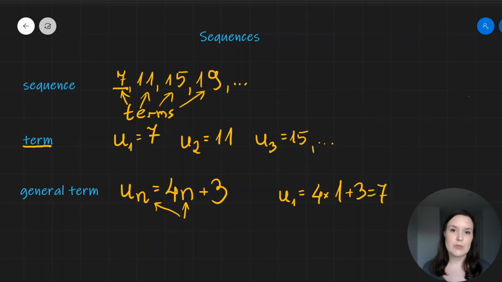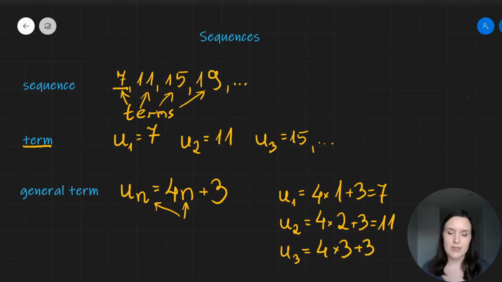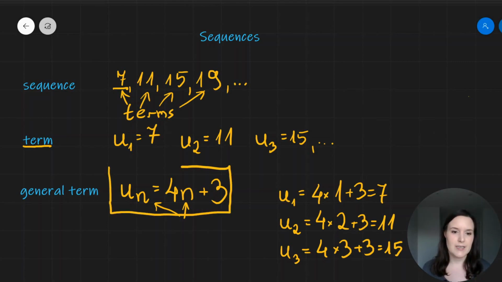But I'm just showing you how to use the general formula to calculate the terms. u2 is the second term, and using the formula, I just substitute 2 for n, and it's 4 times 2 plus 3, which is 11. u3 is 4 times 3 plus 3, which is 15, and so on. And un in general is 4 times n plus 3. So I can calculate even u100, the 100th term, and that would be 4 times 100 plus 3, which is 403.